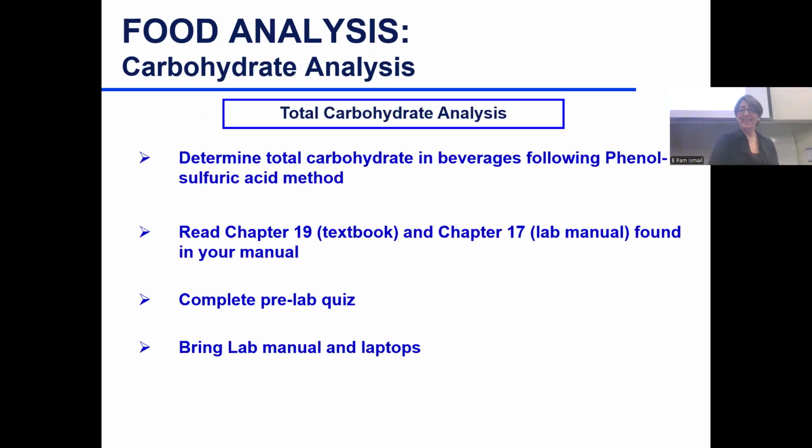All right. So next week we will determine total carbohydrate in lab using the phenol sulfuric acid method. Very simple but dangerous. You work with concentrated H2SO4 and a toxic phenol. But it'll be fun.